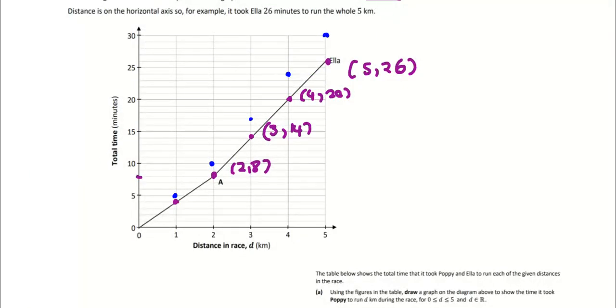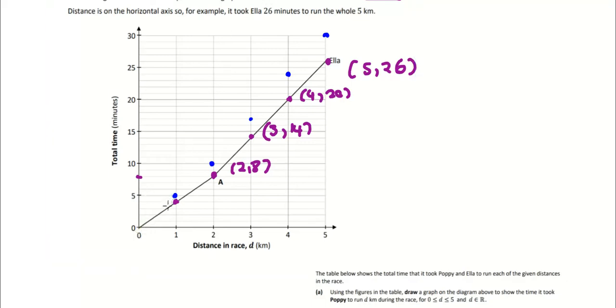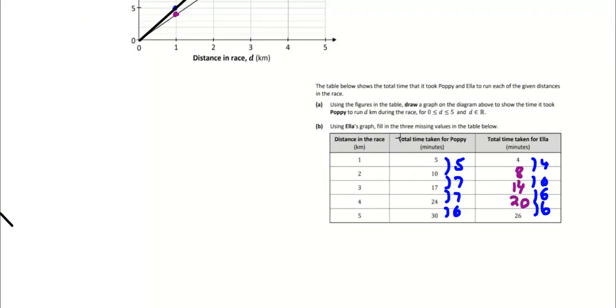Okay, so we're going to do another graph here, like so. Let's get back to this. Standard speed at the start, then she changes angle at the end, like so. Okay, so that's both graphs done, and I filled out the 3 missing values, done, and I also graphed Poppy's race, that's also done.